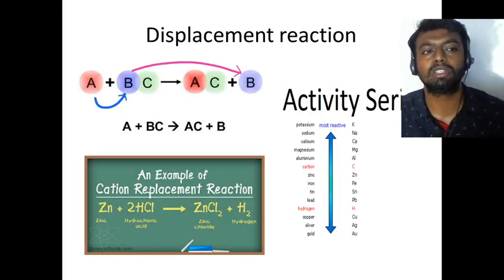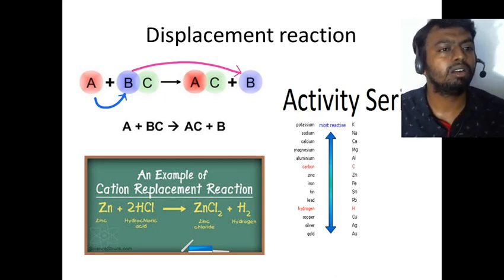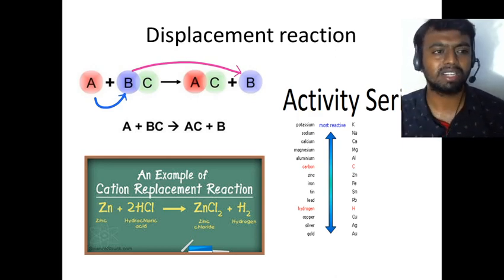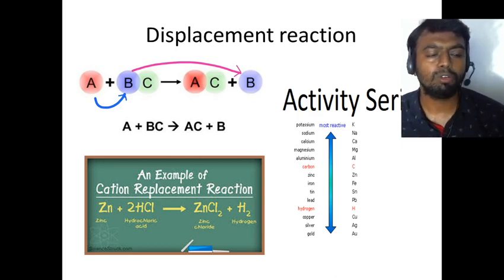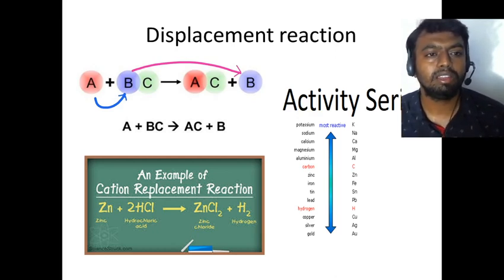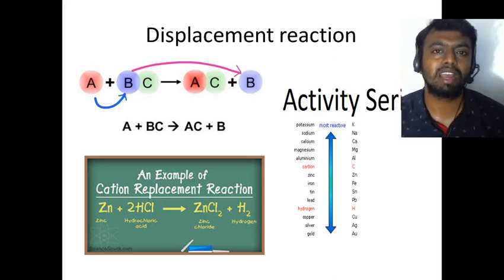Let's go to the third one, that is displacement reaction. You can see A plus BC gives AC plus B. As general reaction I have written there. A and B you have to consider as metals. And usually in this reaction, highly reactive metal displaces the less reactive metal.